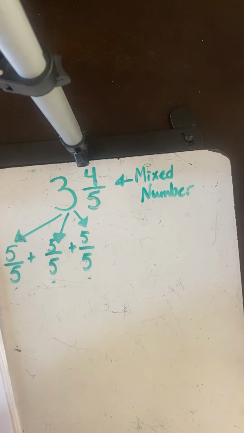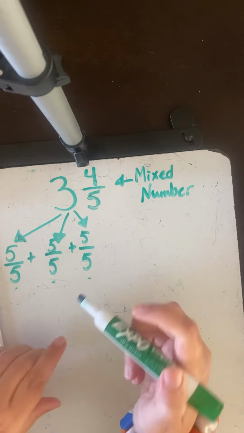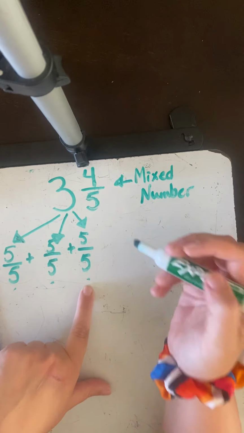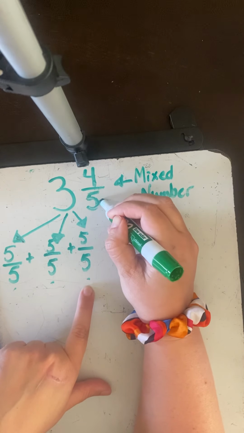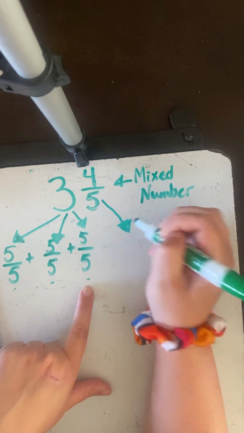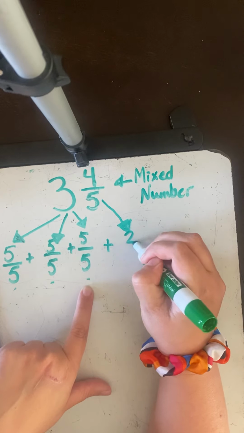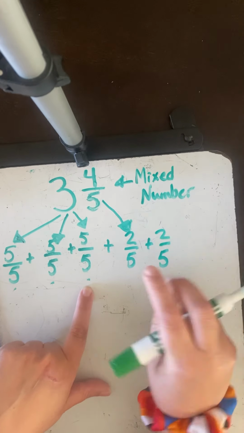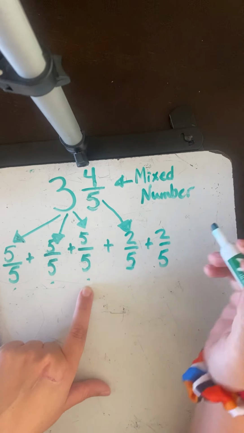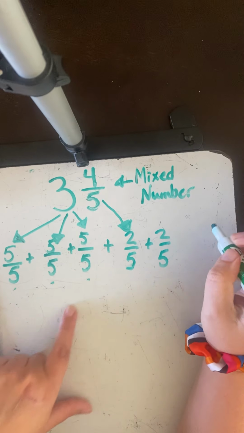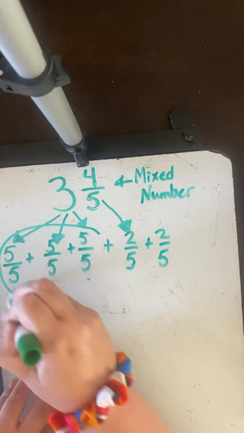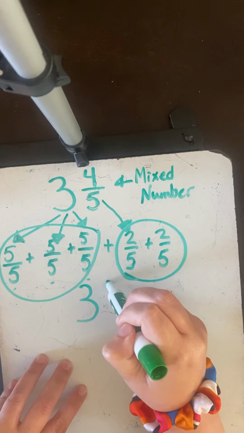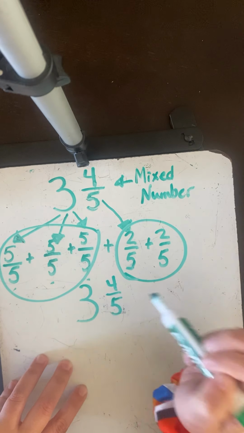And what they did was they took the 3 wholes, decomposed them into 5 fifths plus 5 fifths plus 5 fifths, and then they took the 4/5 and decomposed it into 2/5 plus 2/5. And so here's your 3 wholes. And 2/5 plus 2/5 goes back to give me 4/5.